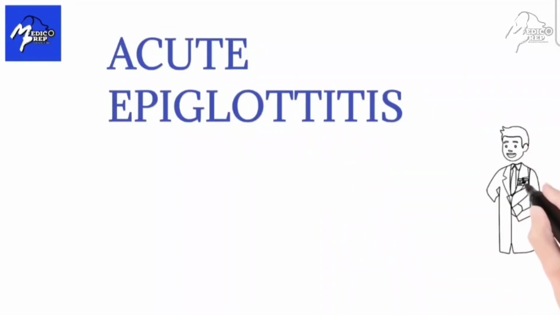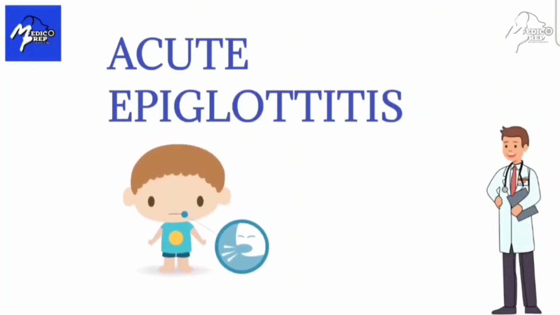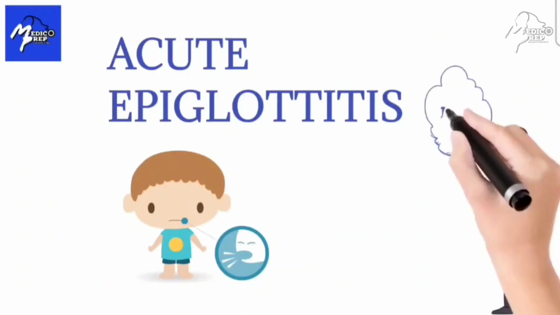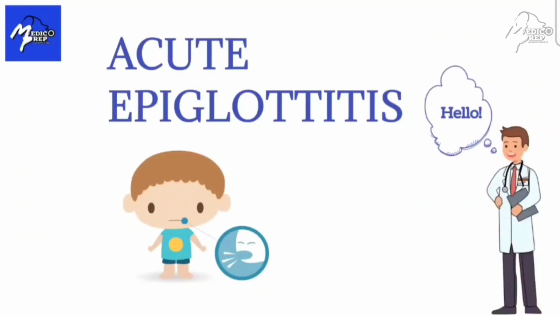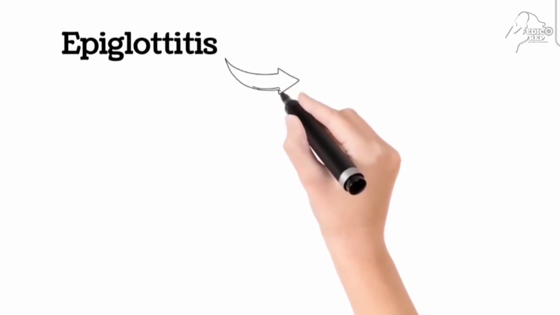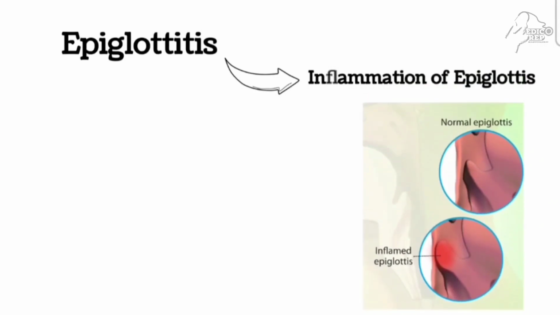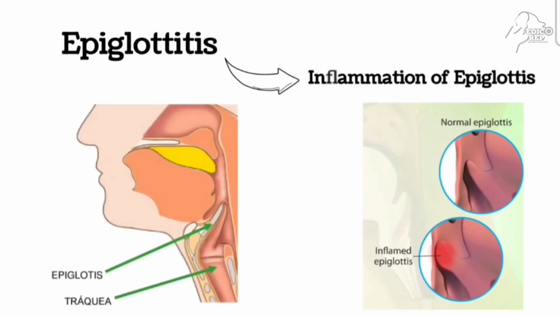We are going to start a video series on pediatrics and we hope it will help you in learning pediatrics in a short time. And today our first topic is acute epiglottitis. Epiglottitis, as it indicates from its name, means inflammation of the epiglottis. It happens when the epiglottis, a small cartilage lid that covers the windpipe, swells. The swelling blocks the flow of air into the lungs.